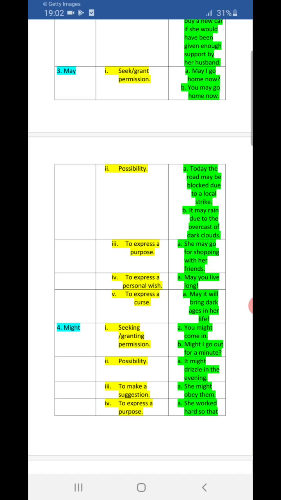Next one, number 4, might. Purpose number 1, seeking or granting permission. Example number A, you might come in. So it's granting permission basically. Might I go out for a minute? So it's seeking permission, definitely.